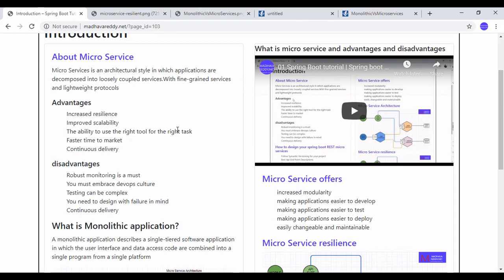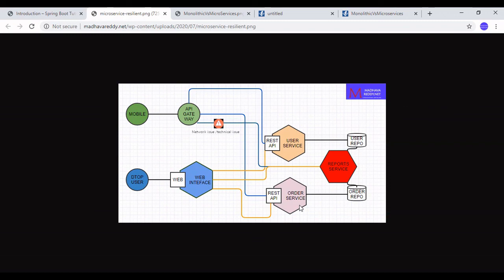The ability to use the right tool for the right task. For example, in this order service we need some specific tool to generate the bills or something. Okay, you can use it only in the order service and not in all the other services.